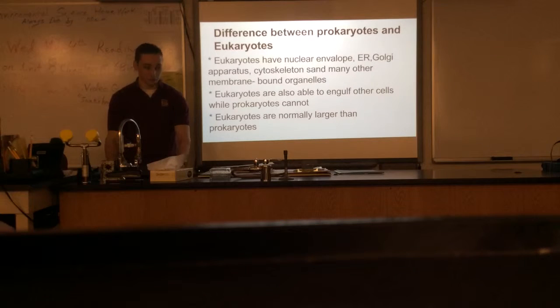Eukaryotes and prokaryotes obviously have some differences. Eukaryotes have a nuclear envelope, endoplasmic reticulum, Golgi apparatuses, cytoskeleton, and many other membrane-bound organelles. For the most part it is true that eukaryotes are also able to engulf other cells while prokaryotes cannot. We'll get into something more like that later, but eukaryotes are also typically larger than prokaryotes.